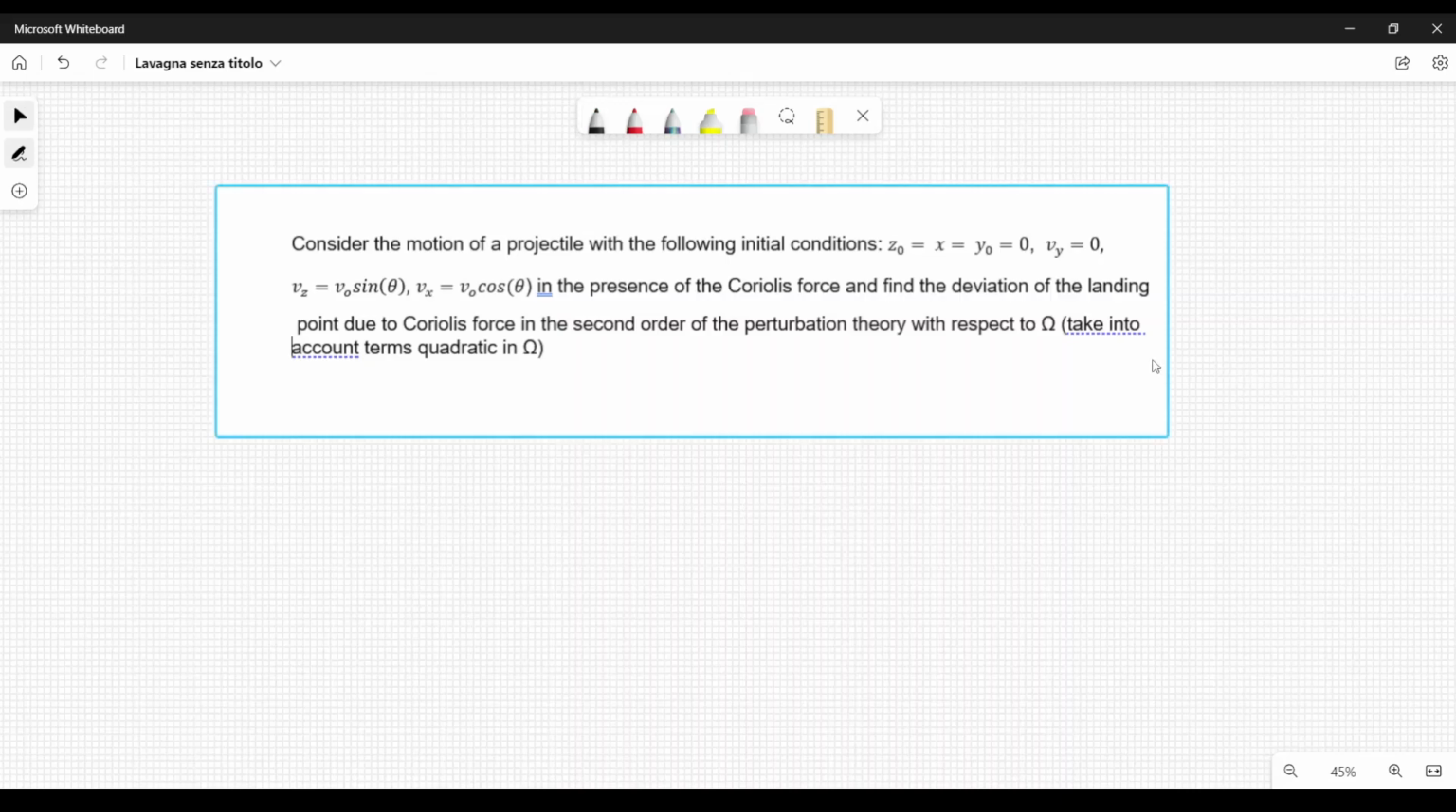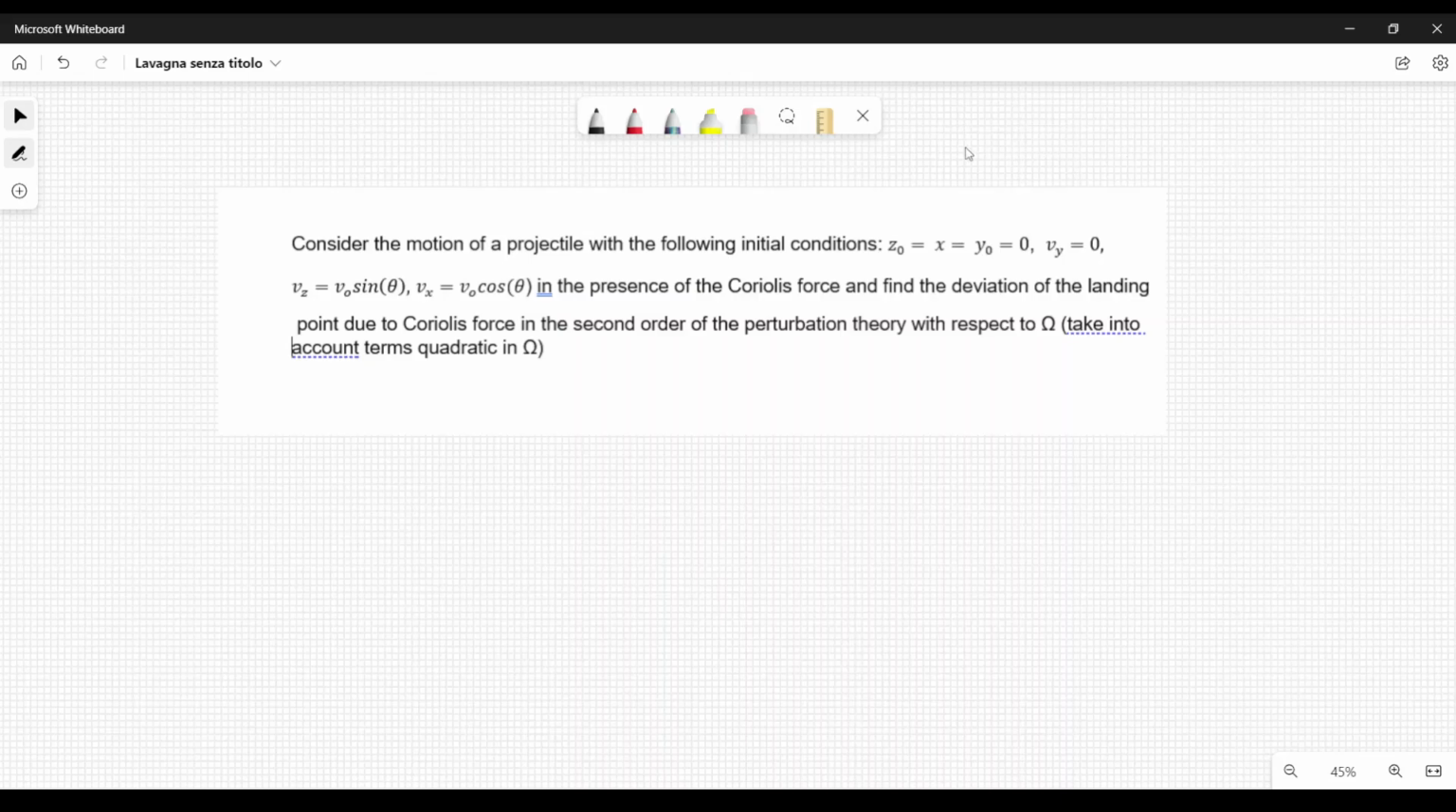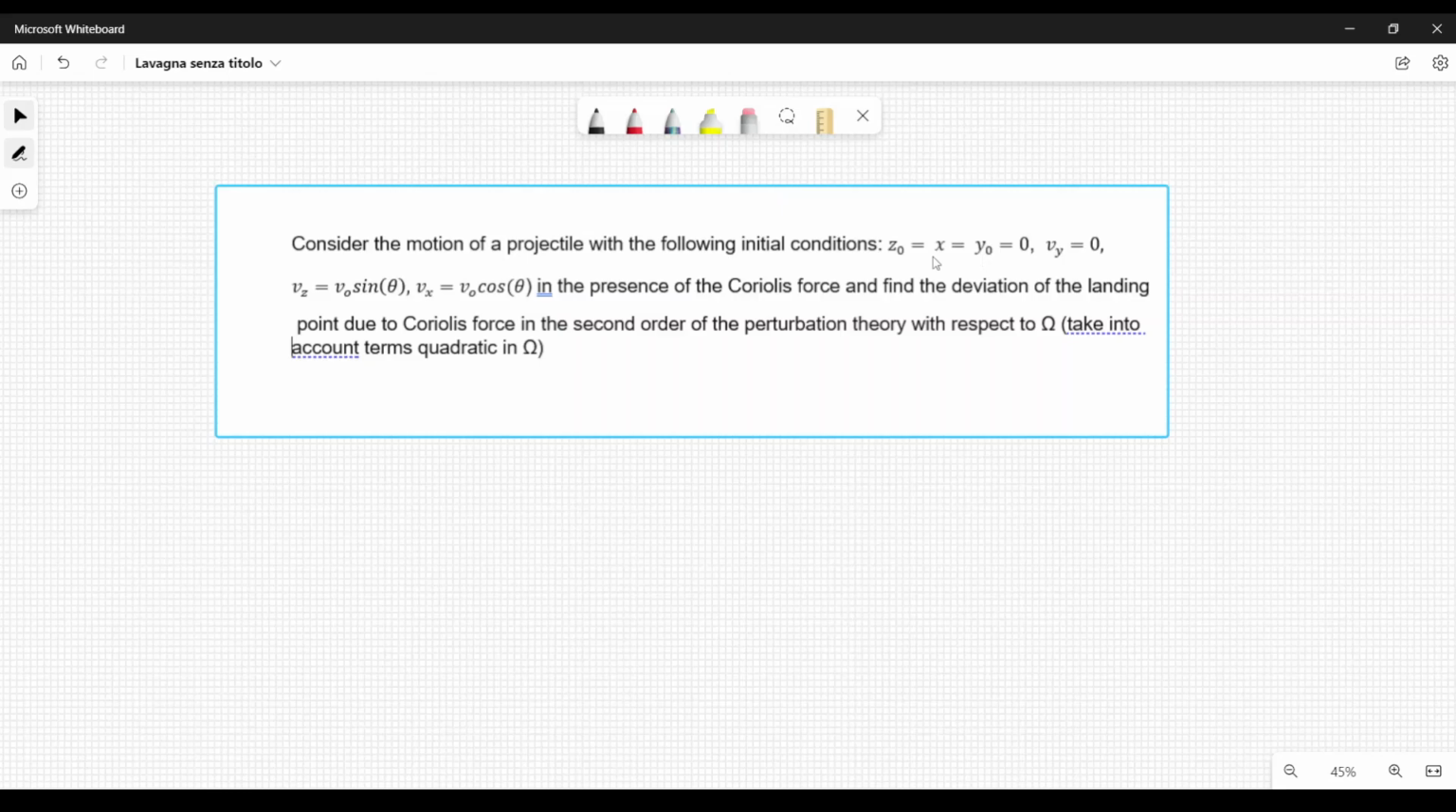Here we want to solve this problem. We consider the motion of a projectile with the following initial conditions. The coordinates of the projectile are all equal to 0, whereas the velocity is defined in terms of these components. Vy is equal to 0, Vz is equal to the modulus of the initial velocity v0 times the sine of the angle theta, which is an angle defined in the xz plane. We will see that later. And then we have Vx equal to V0 cosine theta.